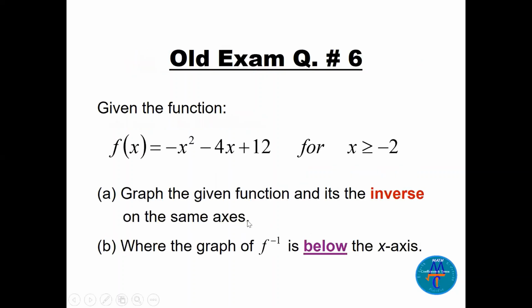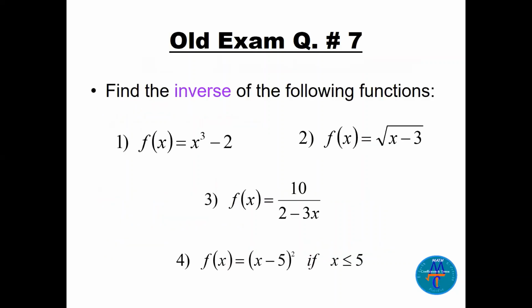Question number 6, we have a quadratic function, that's a parabola. They have a condition here, x greater than or equal to -2. Graph the function and its inverse and tell me where the graph of the inverse is below the x-axis. Here we have to find the inverse of 4 functions, number 1, number 2, number 3, and number 4. There is a condition here in number 4.